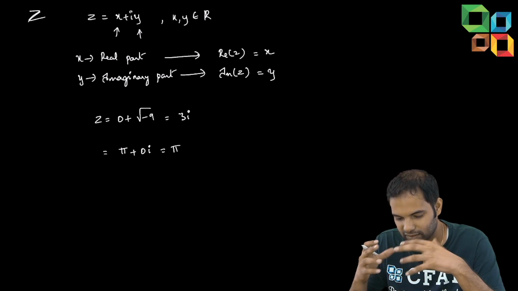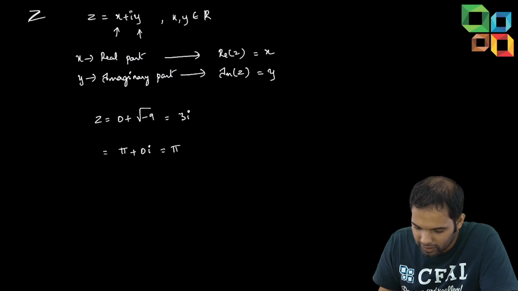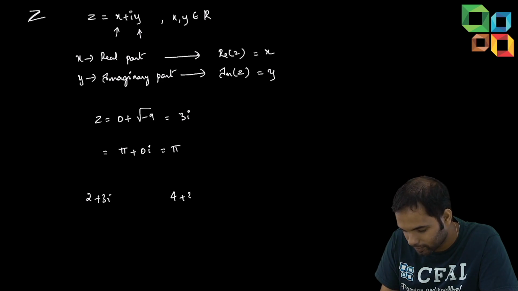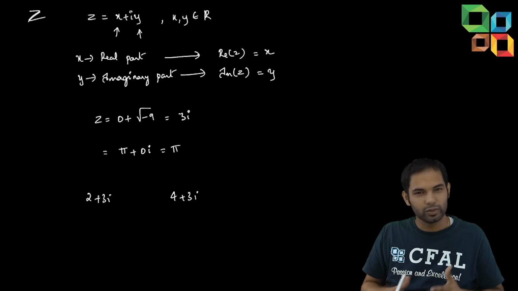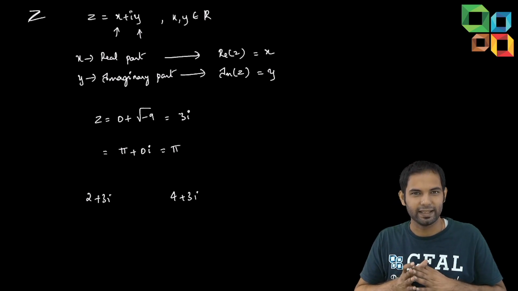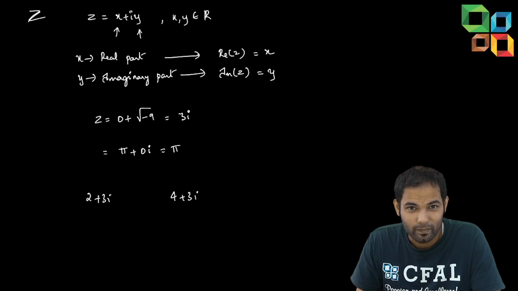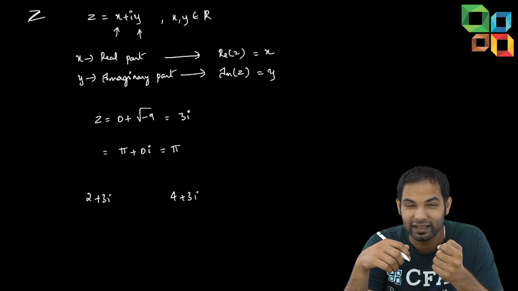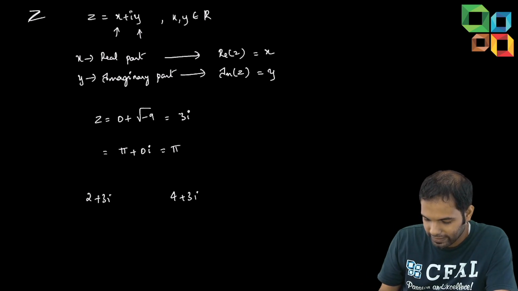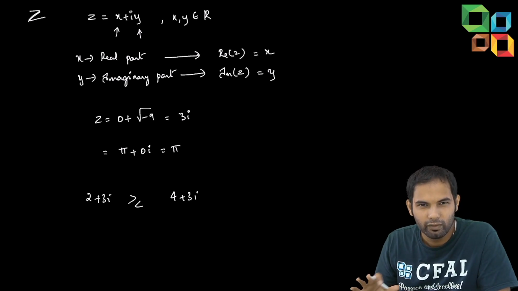Now, to understand how to think about complex numbers, what do you mean when I write 2 plus 3i and 4 plus 3i? Do they have any value? Is 2 plus 3i greater or is 4 plus 3i greater? We really cannot compare these two. These are not exactly the numbers we deal with on a day-to-day basis, right? So we can never say that this is greater or that is greater.